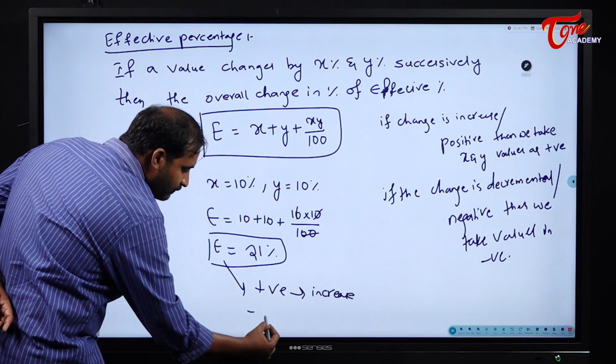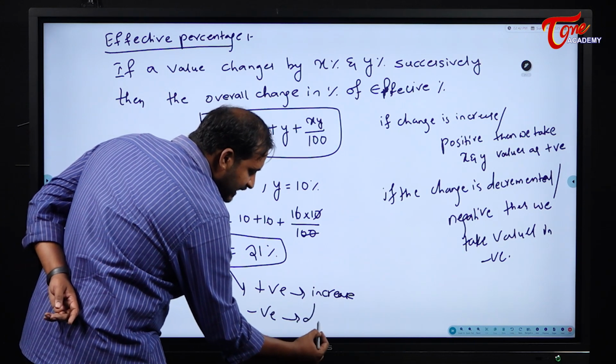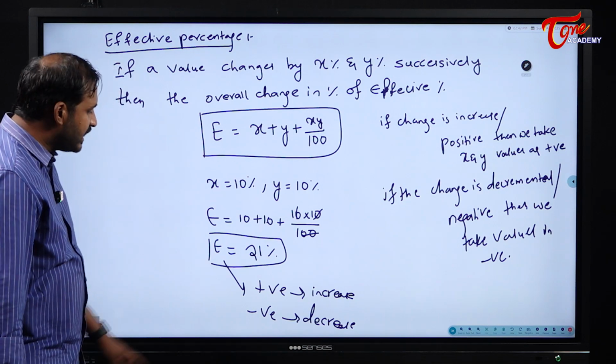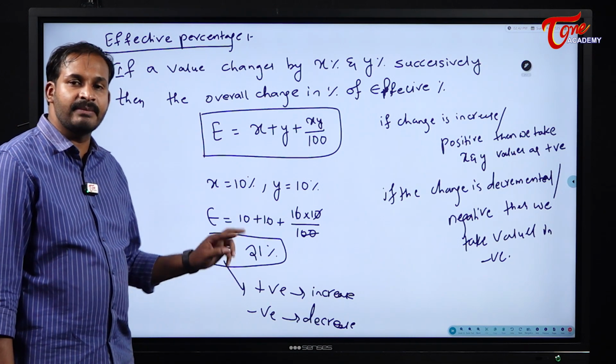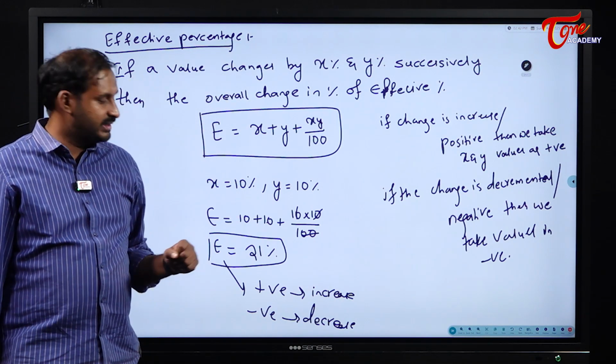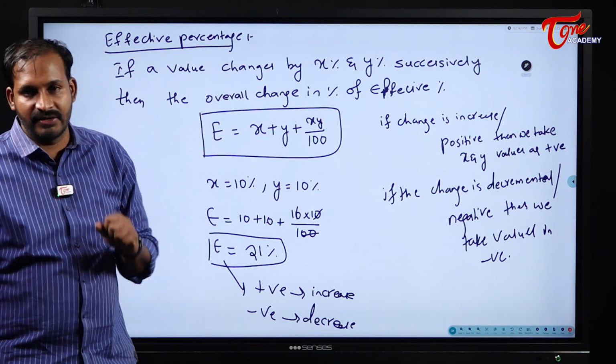If you get a negative value, then we will say that the salary is decreased or the value is decreased. See here, anyway we got a plus 21%. That means the salary will be increased by 21%.